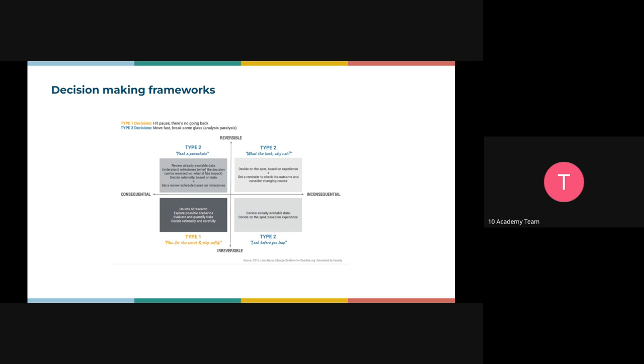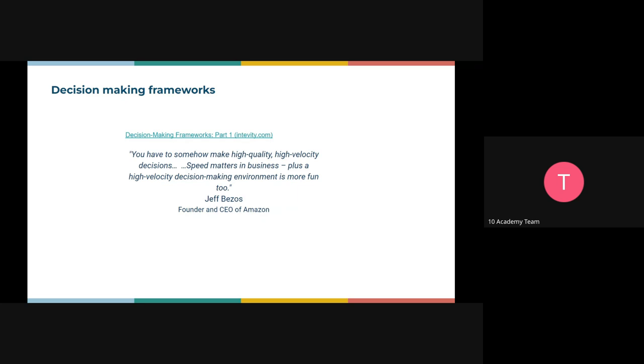So with this map of four different types of decisions to make, when you're met with certain decisions, it would be nice for you to come and look at this map and see where exactly this decision that I have to make falls, and what do I do with it? So this is just a framework to guide you.